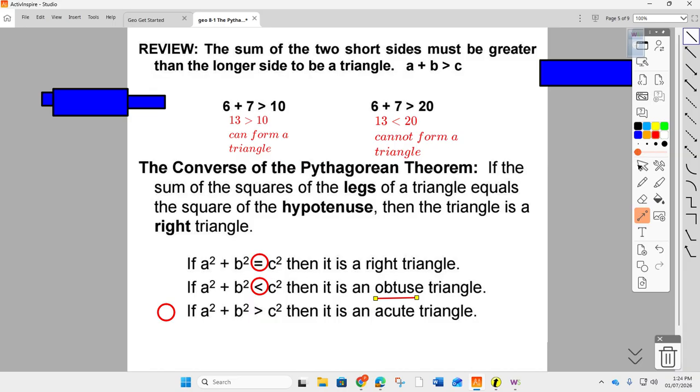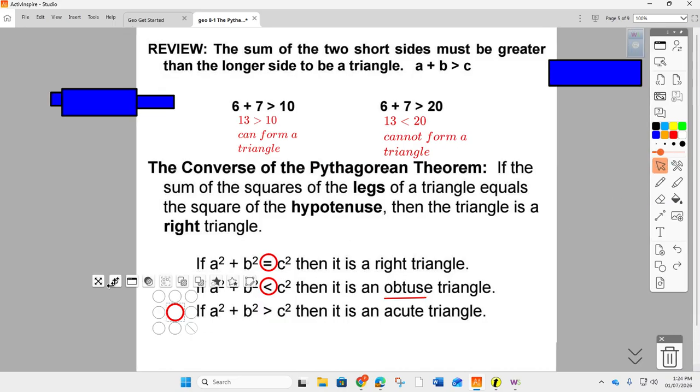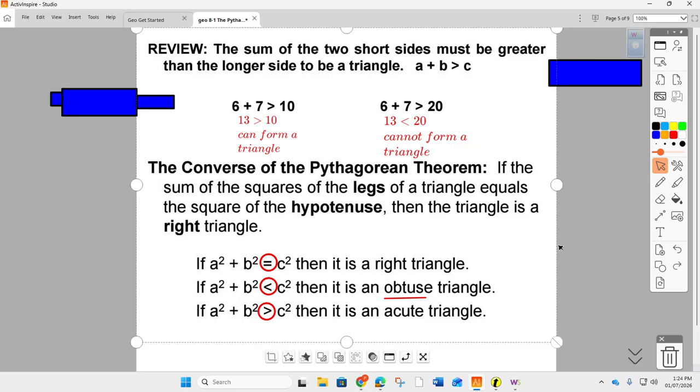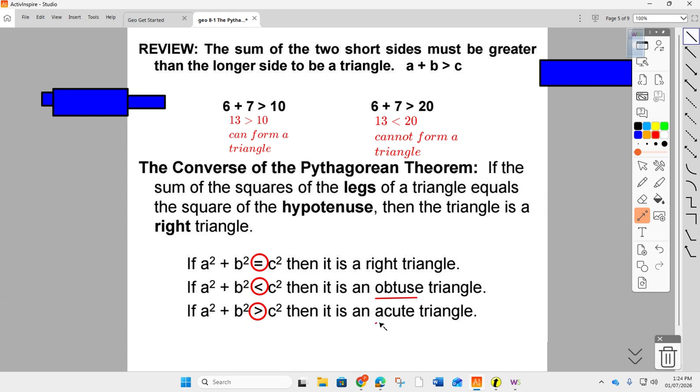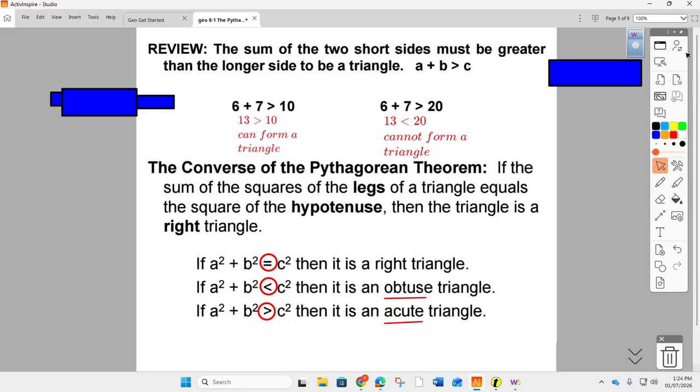Now what if we square the two shortest sides and they're greater than the longest side squared? Well, then we will have an acute triangle, which means that all three angles are less than 90 degrees. Basically, if it's not a right triangle and it's not an obtuse triangle, it's going to be an acute triangle. Questions so far? We good? I have a question. Kyle? So just one of the angles is over 90 degrees. Correct.